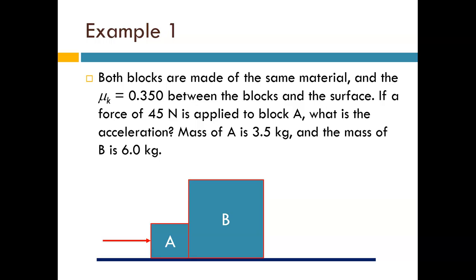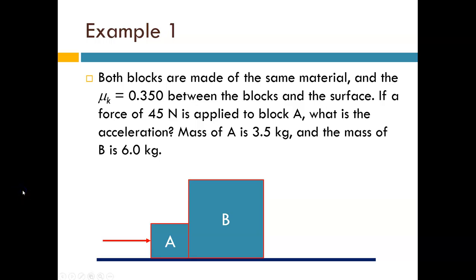Both blocks are made out of the same material, and that material has a coefficient of kinetic friction with the contact with the table of 0.350. If we apply a force of 45 newtons onto block A, what is the acceleration of the system? Block A has a mass of 3.5 kilograms. Block B has a mass of 6 kilograms. I suggest you go ahead and get started working on this, and let's see where we go with it.